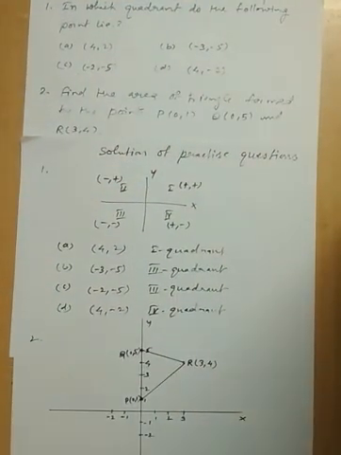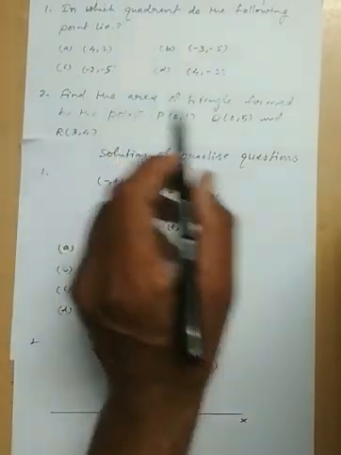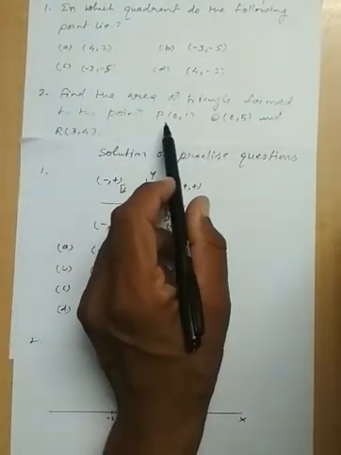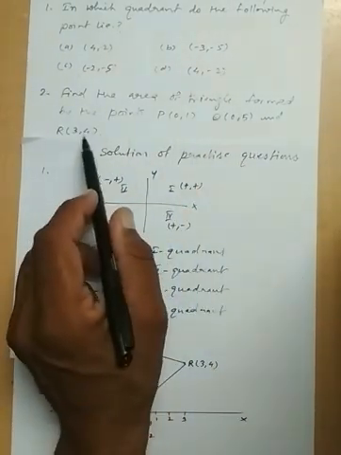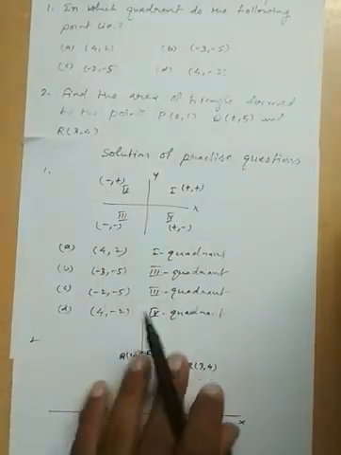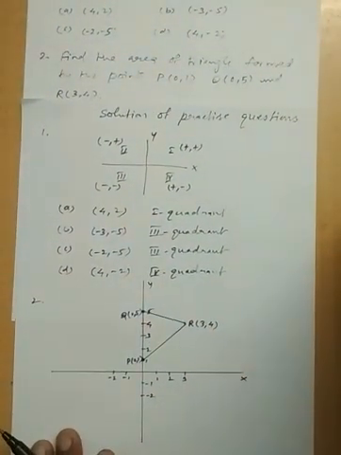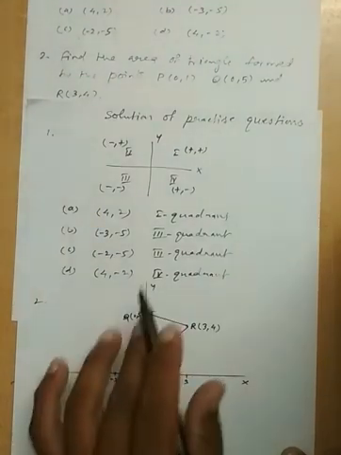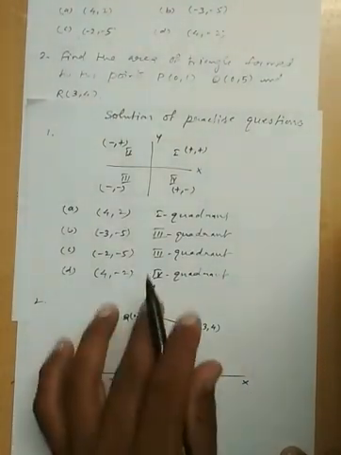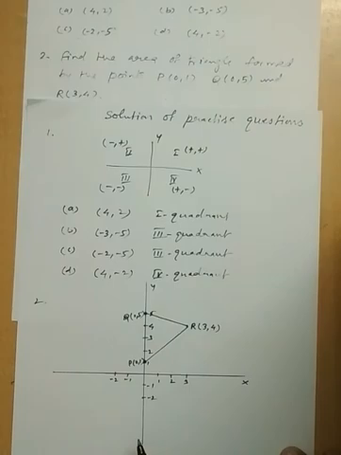Our second question is, find the area of the triangle formed by the points P(0, 1), Q(0, 5) and R(3, 4). For this question, first of all, draw the Cartesian plane, draw the x-axis and y-axis, and plot these three points P, Q and R on the Cartesian plane.